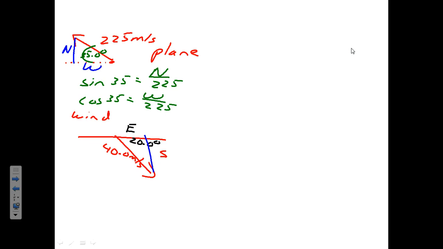So if we calculate that real quick, sine of 35 times 225, that gives us 129.1. I'll carry out one extra significant digit for right now, and then we're going to do the cosine of 35 times 225, and that gives us 184.3. And remember, this one is a north component, and this one is a westward component.